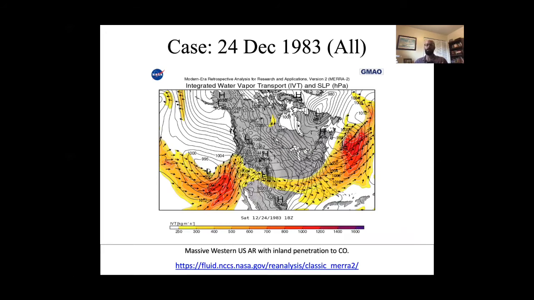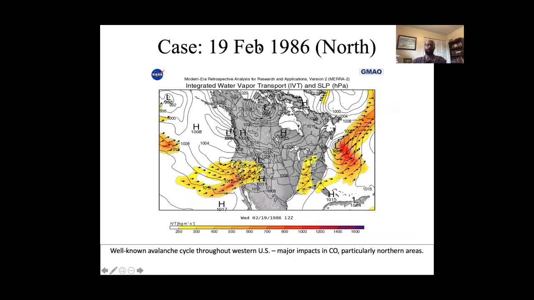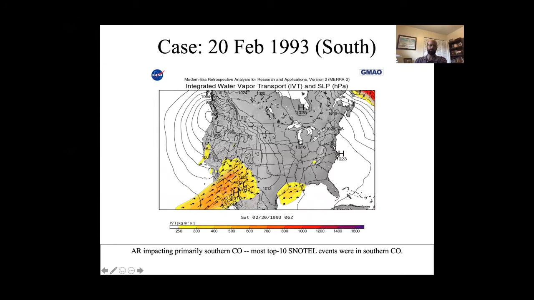So first of all, I want to take a look at those 8 major avalanche cycles, using this really handy website, which allows you to plot reanalysis data directly. For example, one of them was the 24th of December, 1983. This was a fairly massive Western US AR with inland penetration into Colorado. You can see it's primarily coming from that southwesterly route in this case. The next event is the 19th of February, 1986. This impacted primarily the northern areas of Colorado with major avalanche cycles, once again from the southwest.